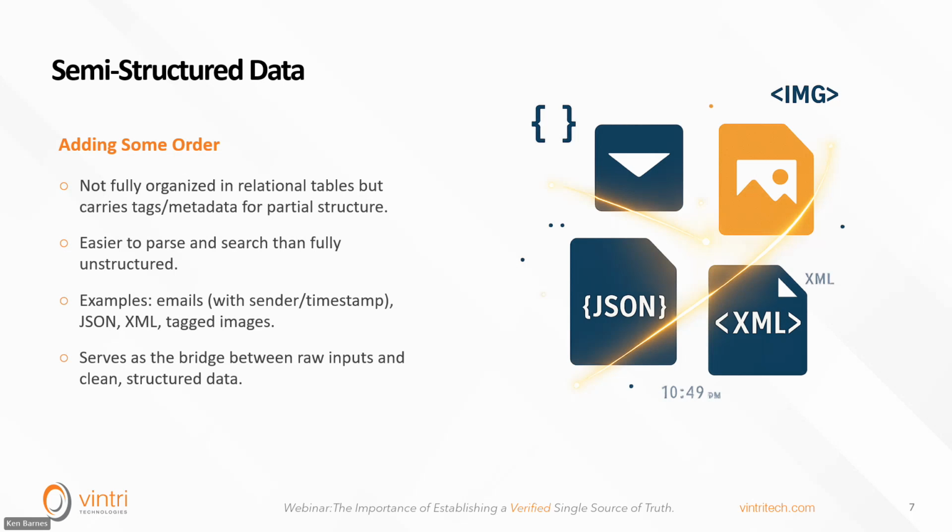Now, not all data is completely unstructured. Semi-structured data is kind of the bridge. It has some organization to it, but is not fully standardized. So when we think of emails, they have sender information, timestamps, and subject lines, or files in JSON. They have tags that give some structure. This is the transitional state. It's how we move from raw, messy inputs towards structured, searchable data.